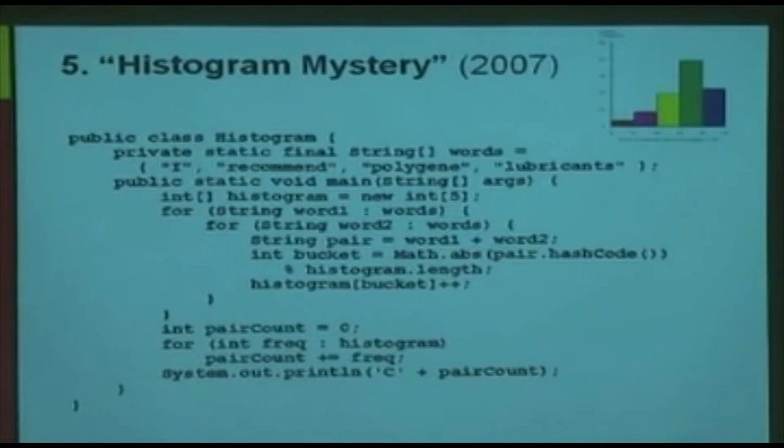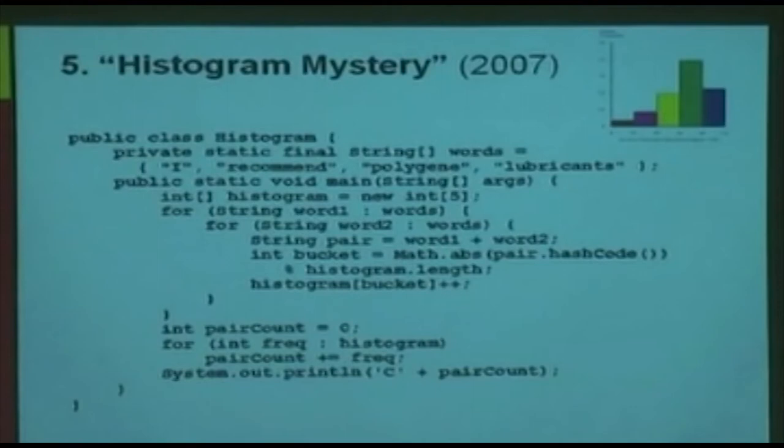And now I compute a bucket, a histogram bucket, from the word pair. How do I do that? I compute the hash code of the word pair, and I take the absolute value of that. Does anyone know what absolute value does? It's the distance from 0, i.e., it takes negative numbers and makes them positive. So if I pass in negative 3, the absolute value is positive 3.